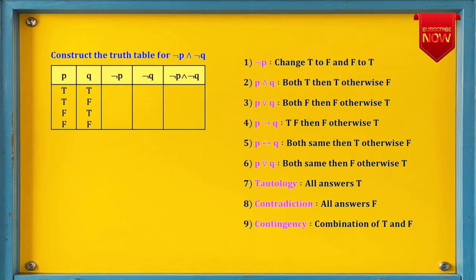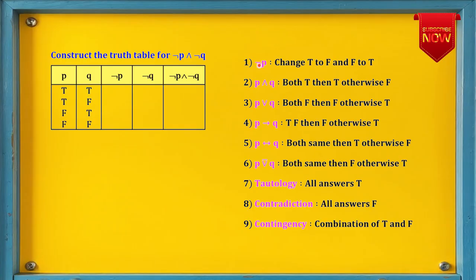Here, see the question and draw the table. In the question, first we have not P. So in the table also we have to take not P. In the question next, we have not Q. So in the table also next to take not Q, and the final column, see the question and write it, not P and not Q.